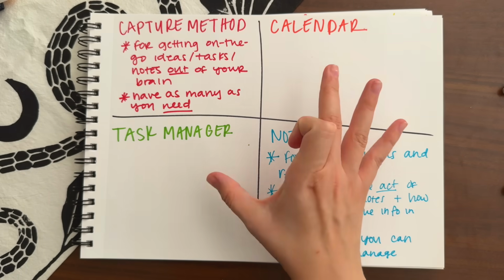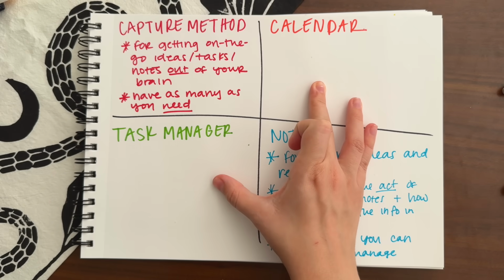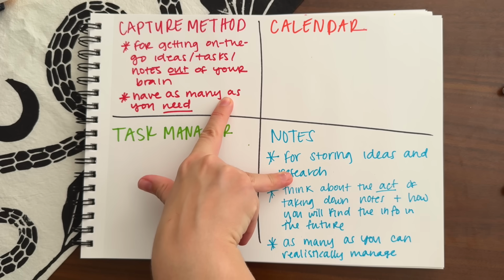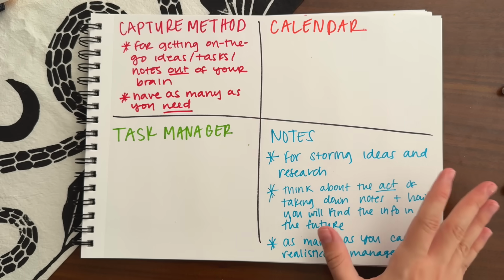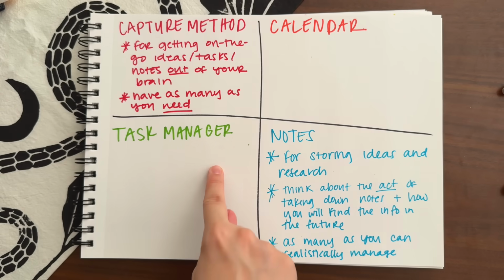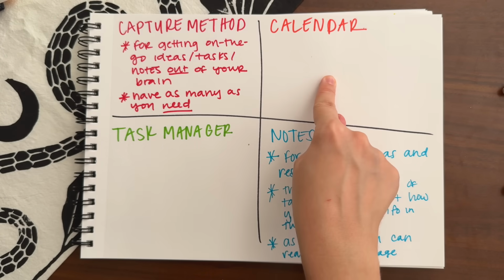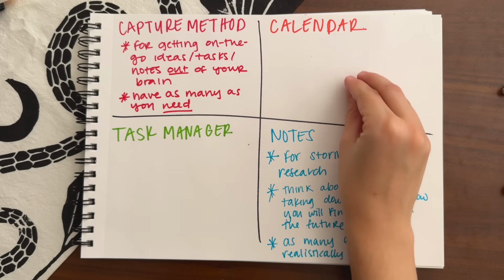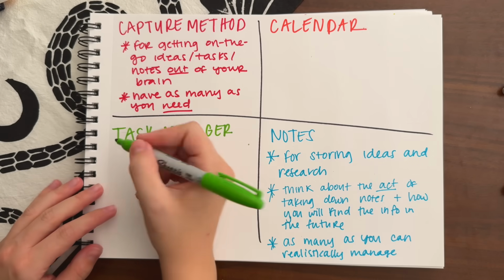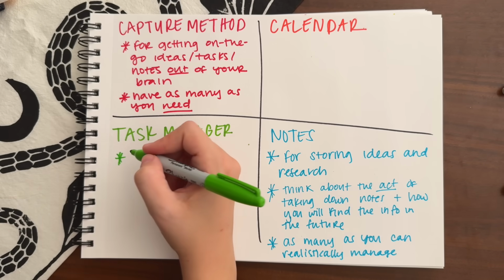Now let's talk about the calendar and the task manager. And I want to talk about these two things together because in contrast to the capture method and the notes apps, or notes notebooks, whatever, you do not want to have more than one task manager and more than one calendar. If you have more than one task manager and more than one calendar, you will go crazy. That is a promise. Your task manager is for tracking your tasks.